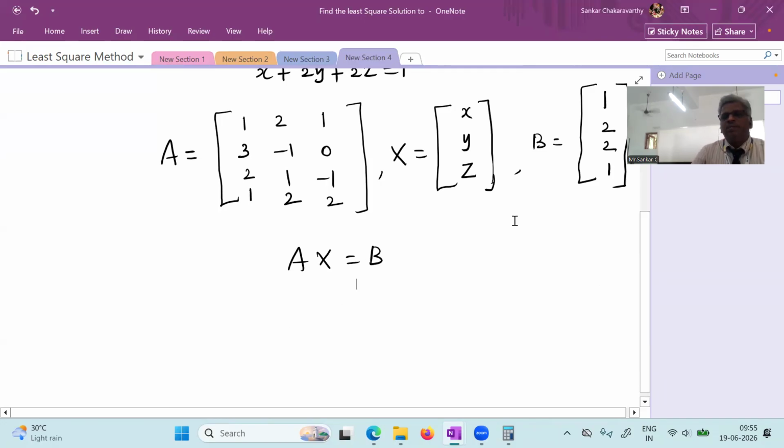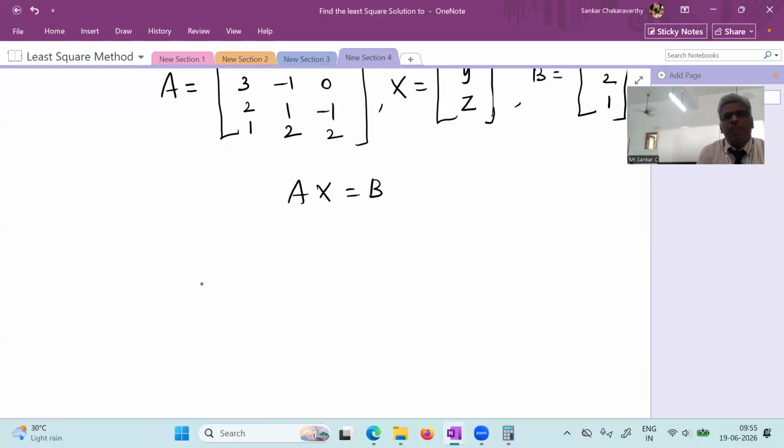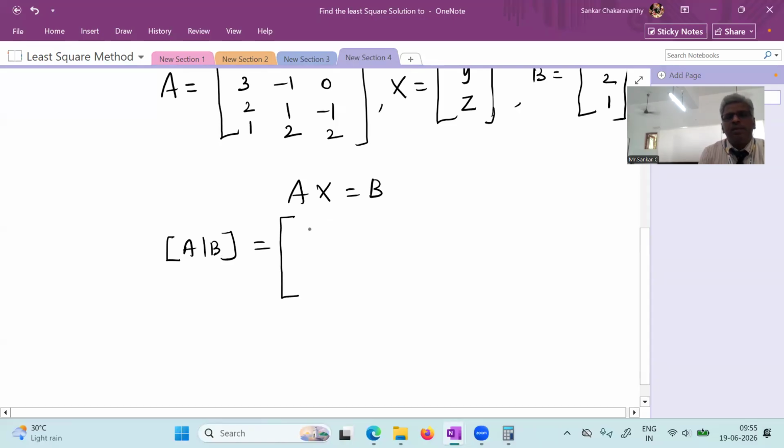Now, let us find whether it has a solution or not. By the ordinary method, therefore, use the row echelon form to find the solution for this system of equations. We write the augmented matrix of this. The augmented matrix is 1, 2, 3, minus 1, 0, 2, 1, minus 1, 12, 2, and B is the right hand side 1, 2, 2.